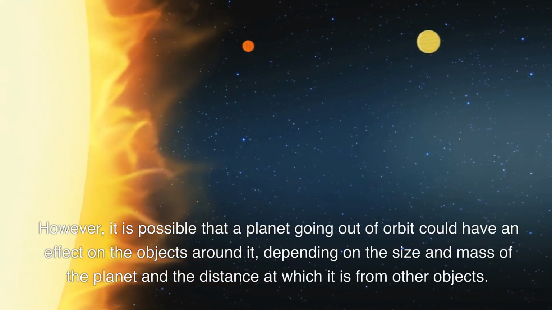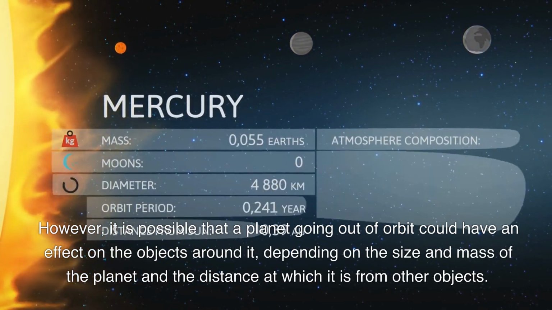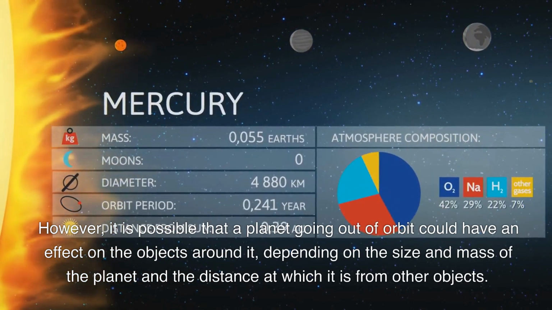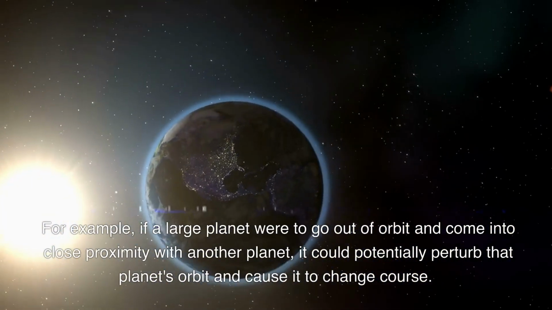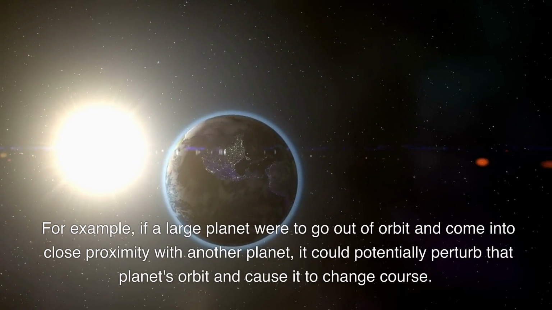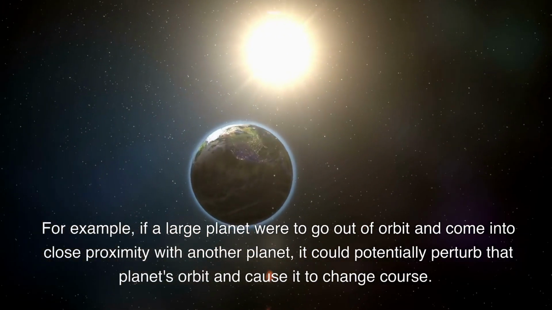However, it is possible that a planet going out of orbit could have an effect on the objects around it, depending on the size and mass of the planet and the distance at which it is from other objects. For example, if a large planet were to go out of orbit and come into close proximity with another planet, it could potentially perturb the planet's orbit and cause it to change course.